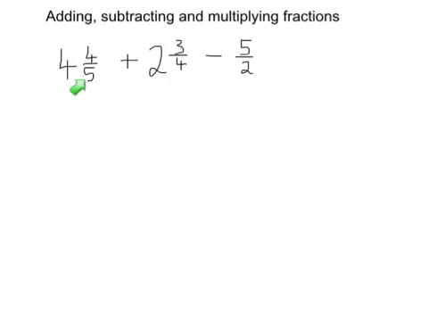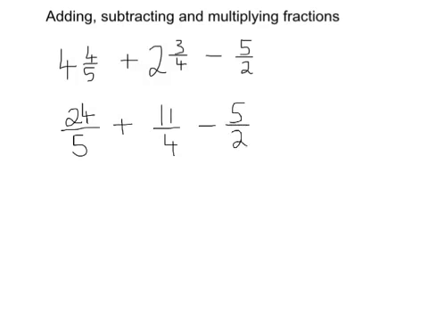So what I need to do is take the denominator times the whole number and then add the numerator. So the first fraction is just going to be 5 times 4, which is 20. So it's going to become 24 over 5. The second one's going to be 4 times 2, which is 8. 8 plus 3 is going to be 11 over 4. And then we've got minus 5 over 2.